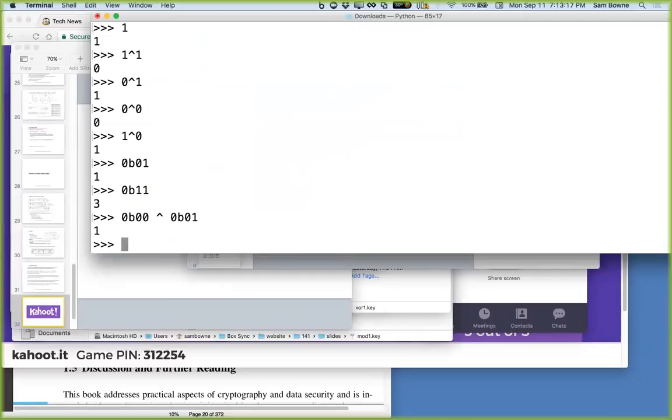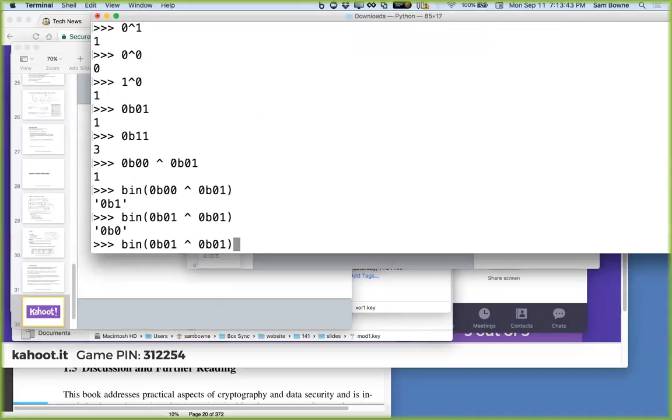Now if I want the answer to come out in binary, I enclose it in bin to turn it into binary. And now I can do straight up binary input and get binary results. 0b1. So if I do 01 XOR 01, what's the answer? 0, right? Both bits are 0. I'm XORing 2 numbers that are the same, I'm going to get 0.